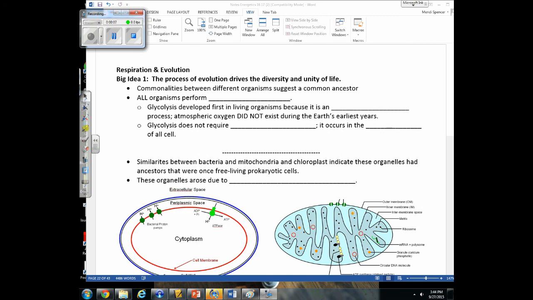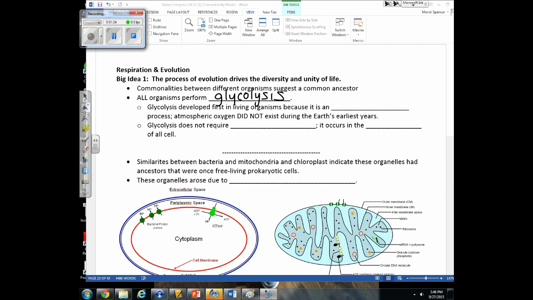Let's relate respiration to evolution and this big idea that the process of evolution drives the diversity and the unity of life. If you remember, an idea underneath that is that commonalities between different organisms suggest a common ancestor. And one commonality that we have between all organisms is that they perform glycolysis. Scientists believe that glycolysis was performed by the earliest prokaryotes, and since that was a beneficial process, it was selected for over time and was passed down from generation to generation.